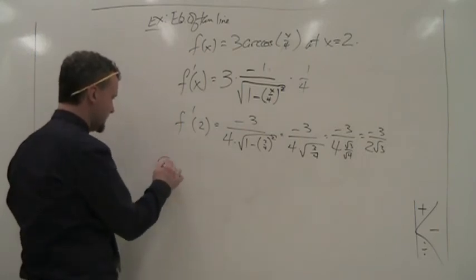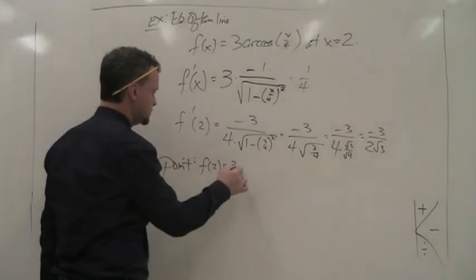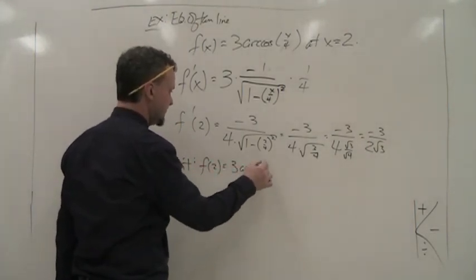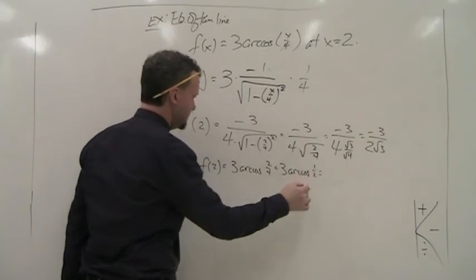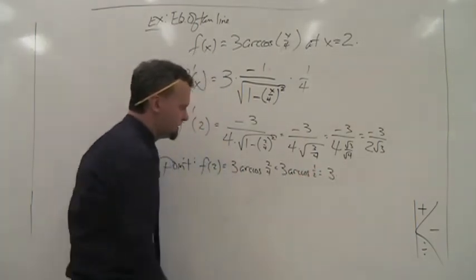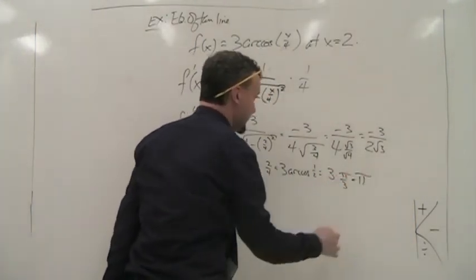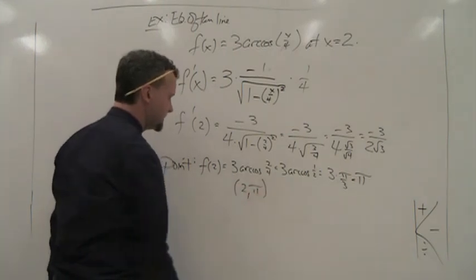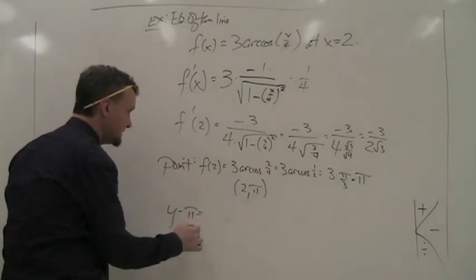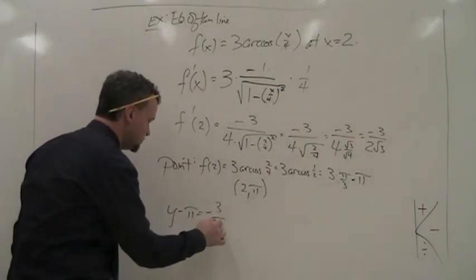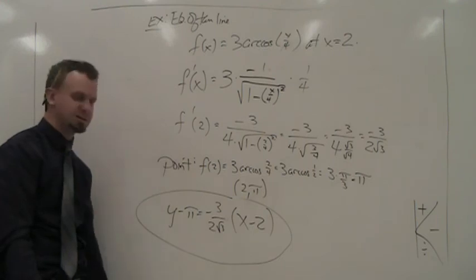Now, I also need a point to go with it. So to get the point, I just got to take 2 and plug it into the original. So f of 2 is 3 arc cosine of 2 over 4. So that's 3 arc cosine of a half. The arc cosine of a half. So where is cosine a half? That's at pi over 3. And you get pi. So there's a point at 2 comma pi. So I have an answer then. I have a line. It's y minus pi equals negative 3 over 2 root 3 is my slope, x minus 2. And that's my equation of the line, and that's what I'm looking for.